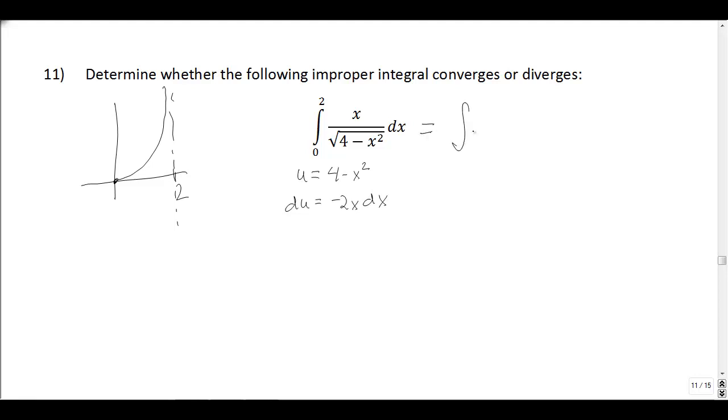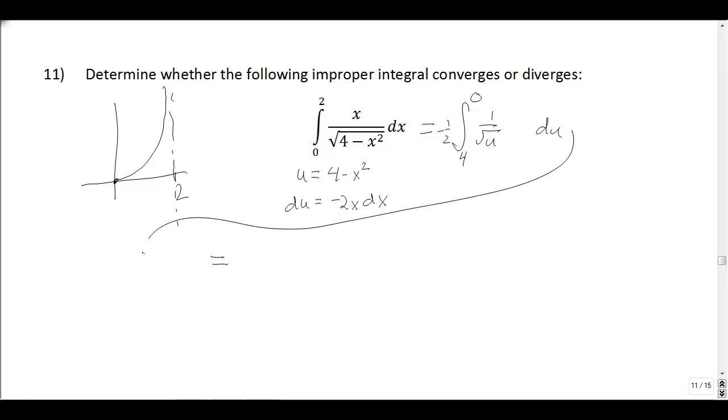And so what I'm going to get is an antiderivative. I have x dx, so x dx is negative 1/2 du, times 1 over square root of u. So that's u to the negative 1/2. And now my bounds, I can either keep them as x's, or let's convert them to u's here. So when x is 0, u is 4. When x is 2, 4 minus 2 squared is 0, so u is 0. Note, I go big to small here. It's the way we want to leave it. This negative from the 1/2, you could switch the order by using that. I'm not going to bother with that, though.